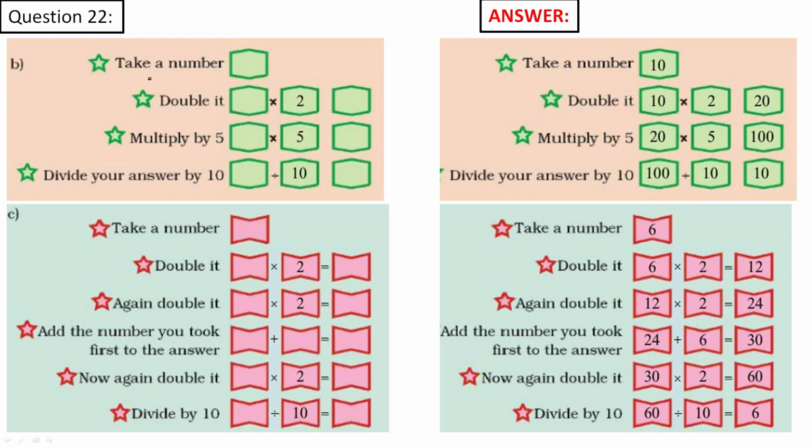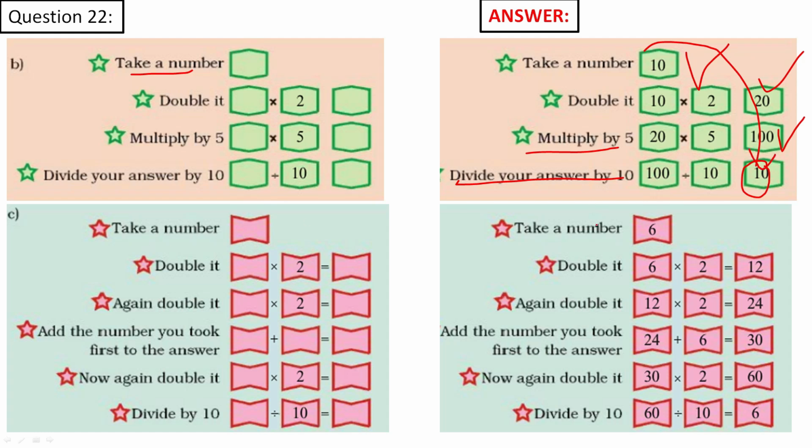For this, take a number and multiply by 2. For example, 10. Multiply by 2, you will get 20. Again multiply by 5, you will get 100. Lastly you divide by 10, and you will get the number we had taken. So the 10 will come again.